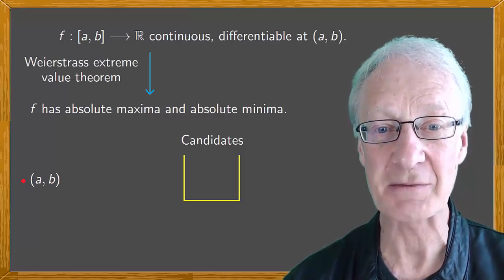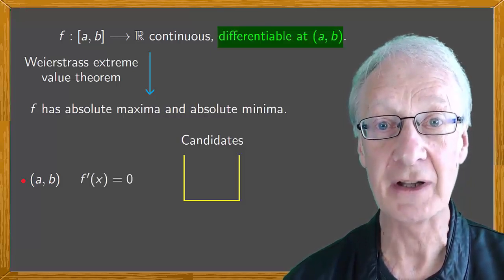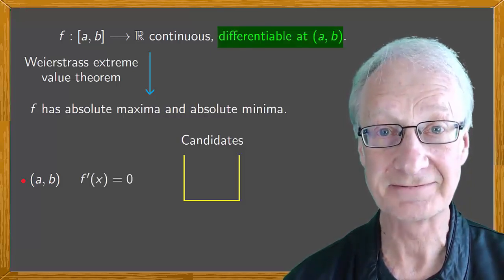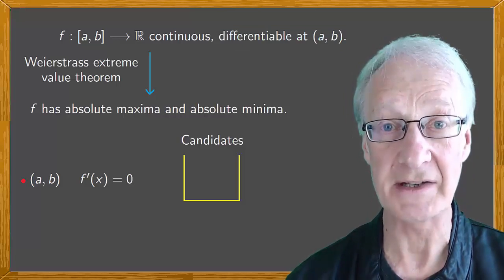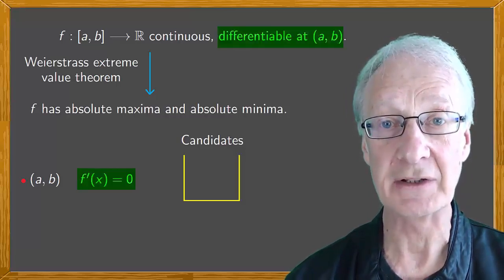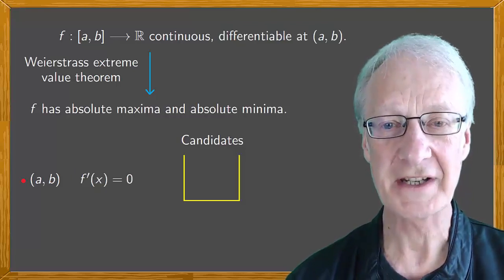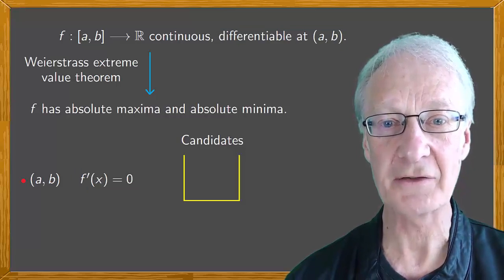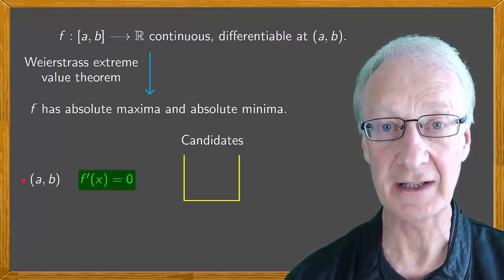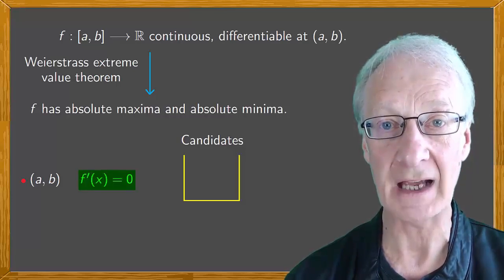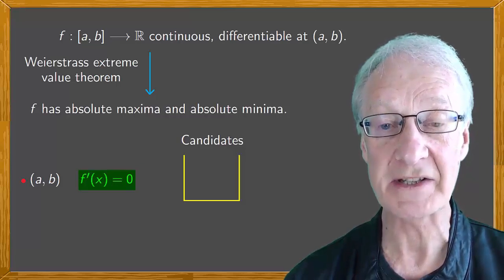Being a relative maximum, since the function is differentiable, the derivative will be 0. In the same way, in the case of an absolute minimum inside the interval, the derivative will also be 0. If we consider the set consisting of the values inside the interval where the derivative is 0, it's clear that any absolute maximum or absolute minimum within the interval will be in this set.